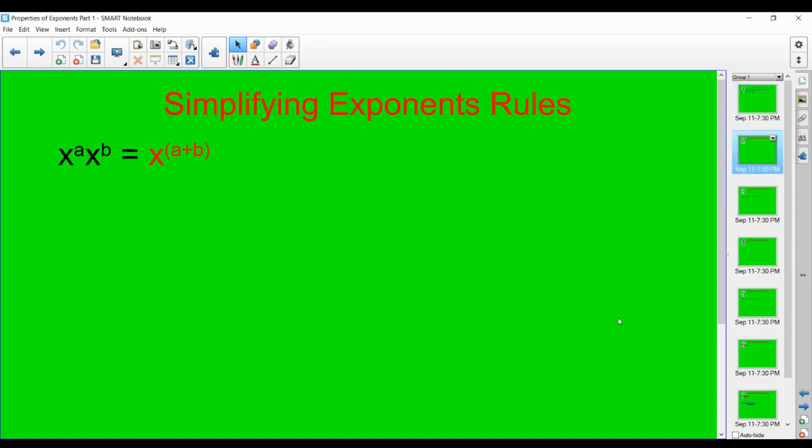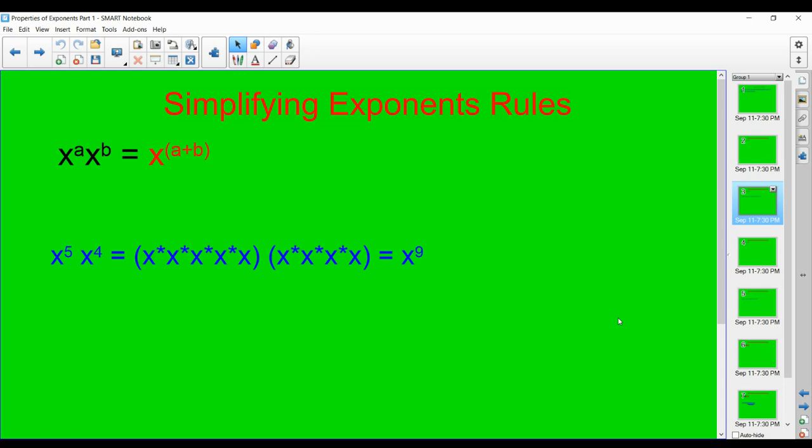The first one being, what happens if you have x to the a and multiply that by x to the b? So the rule says we can add the powers. The base stays the same, so the x stays the same, but we can add a and b and get a new power. So let's take a look at why this works.